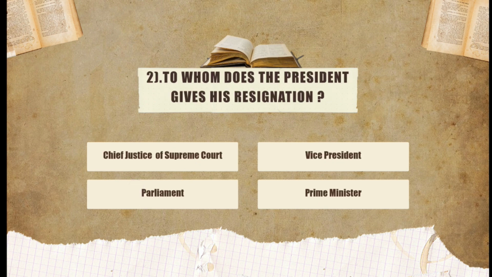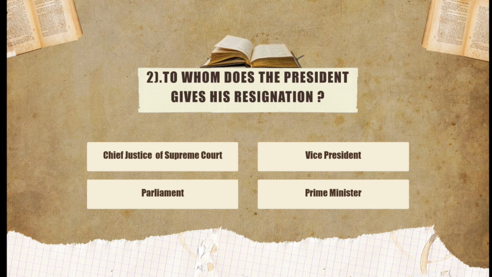Question number two asks: to whom does the President of India give his resignation? The options are: option A, the Chief Justice of the Supreme Court; option B, Parliament; option C, the Vice President of India; and option D, the Prime Minister of India. To whom does the President of India give his or her resignation?